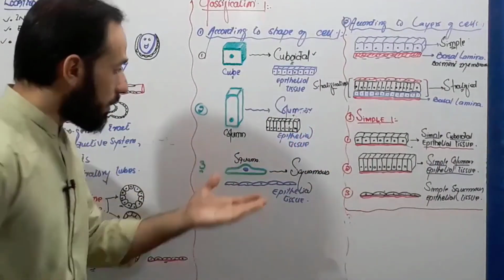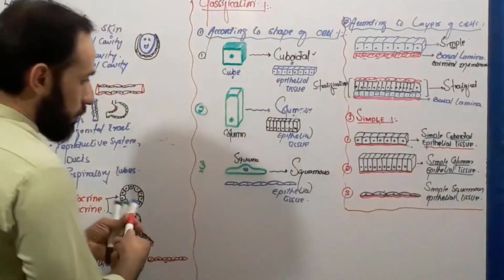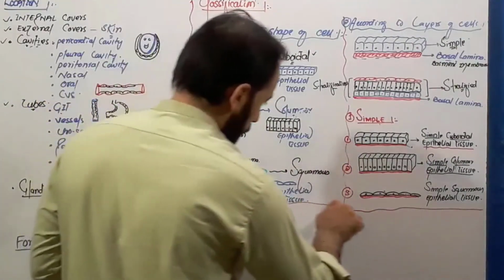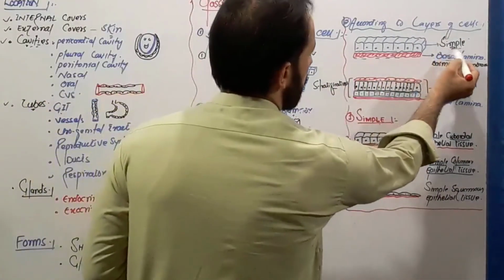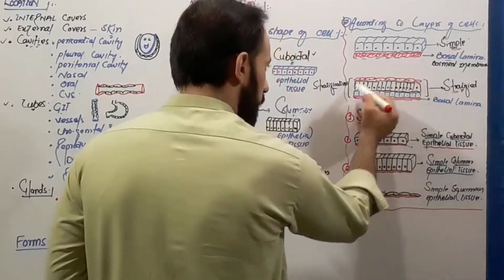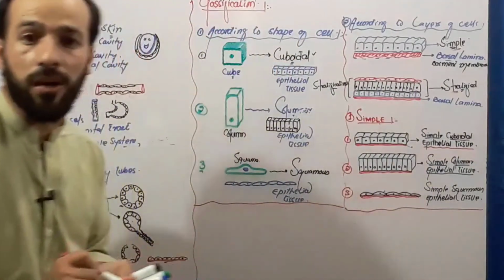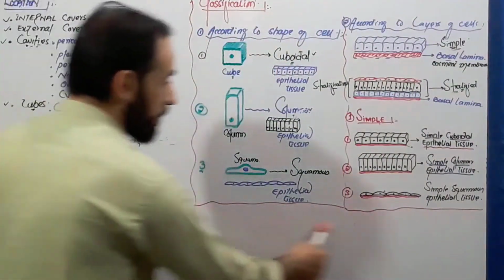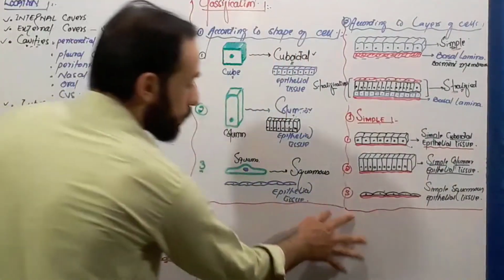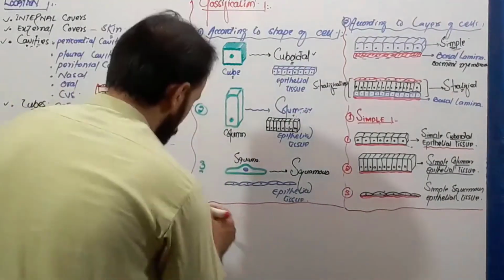Done. Then there is another classification that is for stratified. So I had told you that according to layers there is simple, only one layer, and if there are many layers one above the other, we call them stratified. So if you want to look at stratified epithelial tissue, let's go for it.